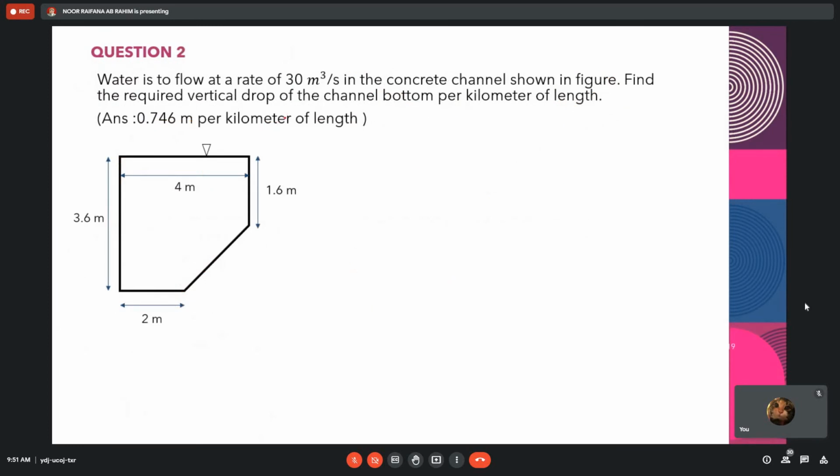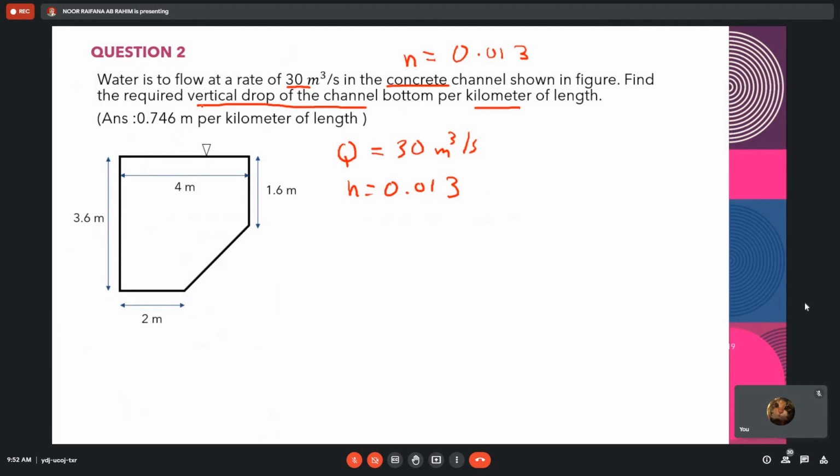Okay, so water is to flow at a rate of 30 meter cube per second. So you list down all the information given. The discharge is 30 meter cube per second in the concrete channel. Concrete channel ni maksudnya tadi kita dah tahu dia punya n is equal to 0.013. Okay, bila n equal to 0.013, and then find the required vertical drop of the channel bottom per kilometer of length.